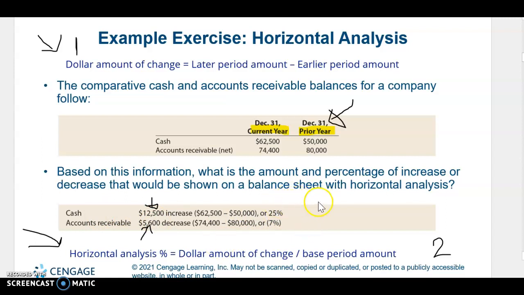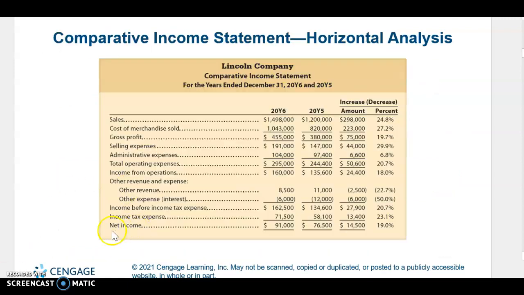Okay, now let's say you increase by 25% from 2019 to 2020, and then from 2020 to 2021, you only increase by 10%. So you didn't increase by as much. So this could be a red flag, and something, even though you did still increase, you didn't increase by as much. Horizontal analysis will help you see that. So now let's look at an income statement that has the horizontal analysis computed on it.